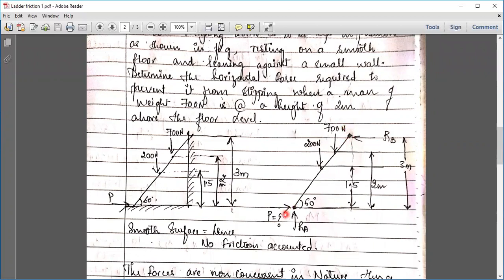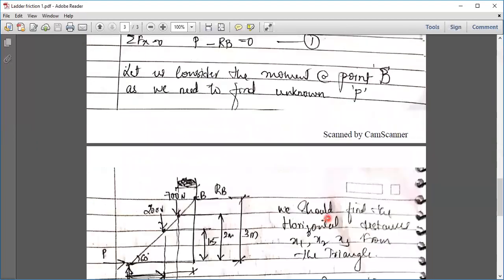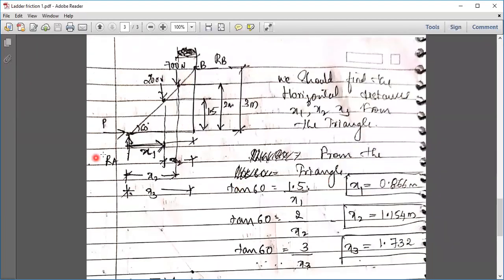When I'm taking moments, P into perpendicular distance is anti-clockwise, Ra into perpendicular distance is clockwise. Rb is passing through B, so it is 0. 700 into its perpendicular distance, this distance, and 200 into its perpendicular distance, that is this distance. So I have to first find all those distances. There is a figure over here. This is point A, point B.